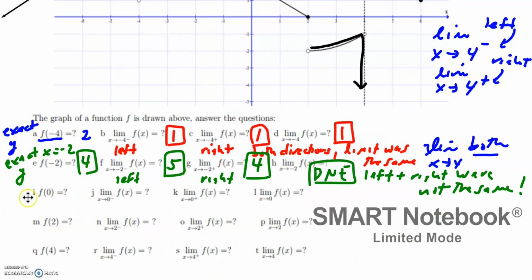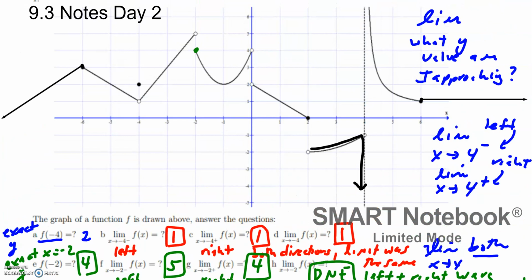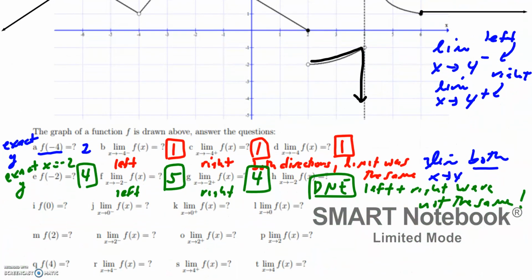So let's take a look now at f of 0. If we look up at the graph, if we look at the x value of 0, and we look up and down, we have a hole here at 2 and a hole here at 4. So does a y value actually exist at x equals 0? It does not, because we have 2 holes and not filled in points. So my answer here would be does not exist.